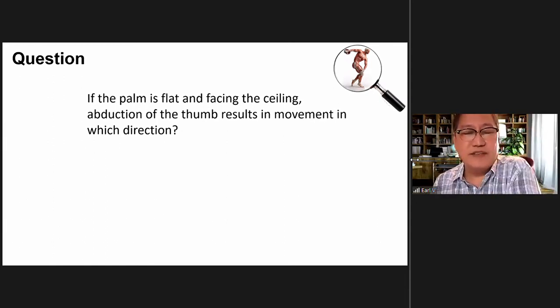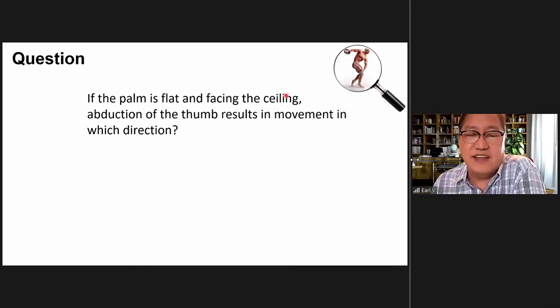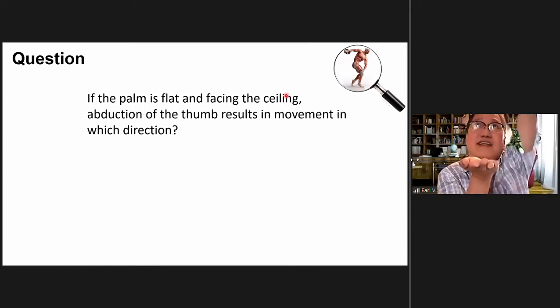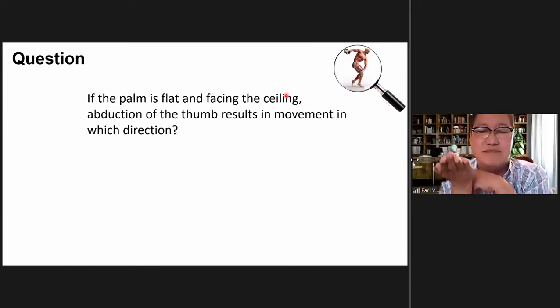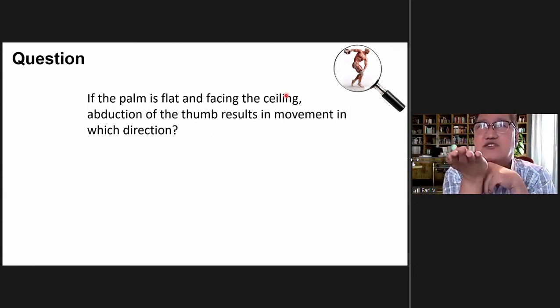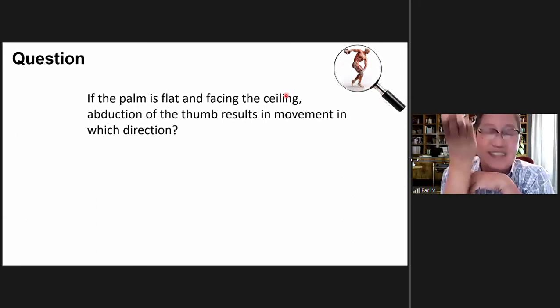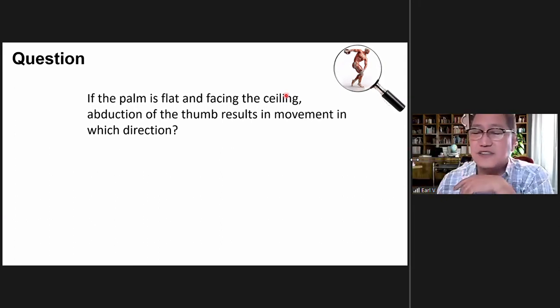Eh, kaso meron tayong kwan dito, eh. May question. If the palm is flat and facing the ceiling, abduction of the thumb results in movement in which direction? Of course, tama ka. Away from the palm. Yes, toward the ceiling. So, correct yung away from the palm.